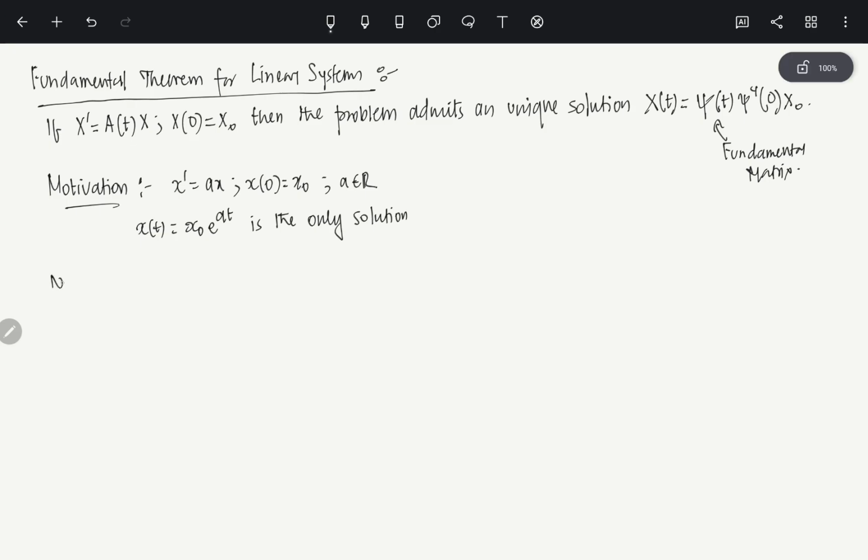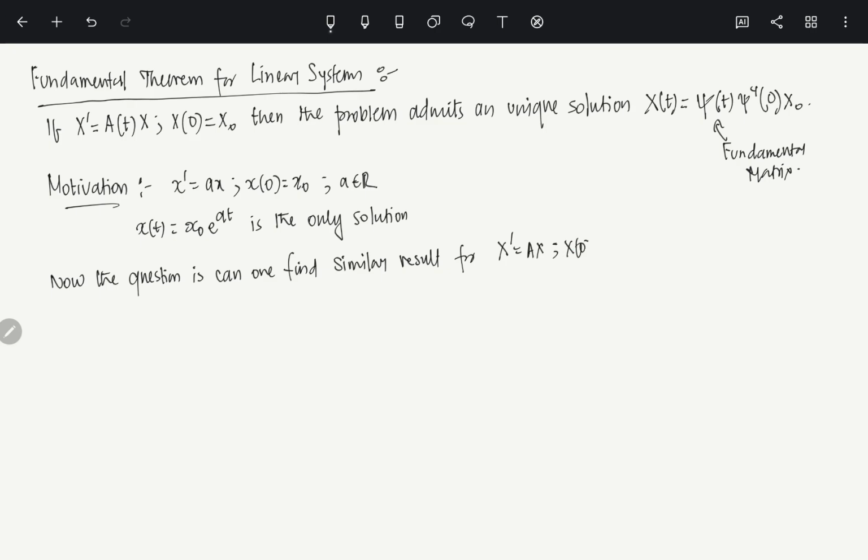So now the question is, can one find similar results for x prime equals Ax, with x at the point 0 equal to x naught? Okay, I am writing 0, you can take it to be t naught, no problem. Now please remark what I am going to do now.